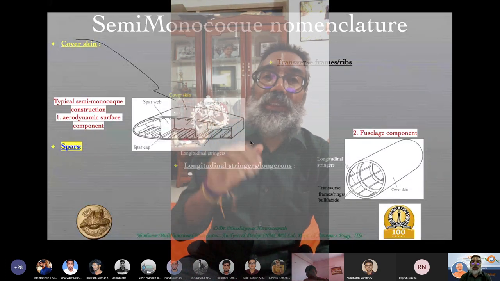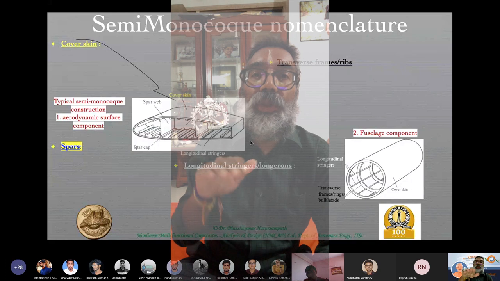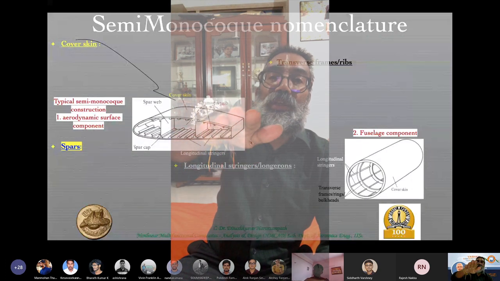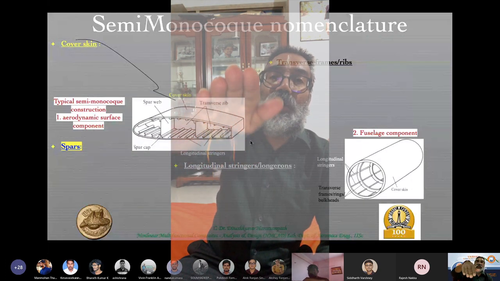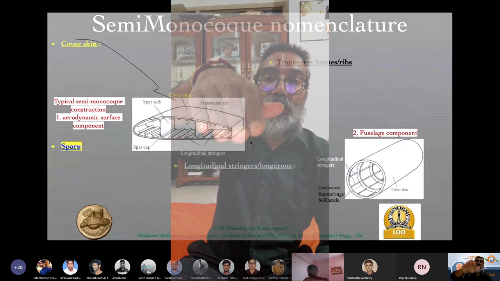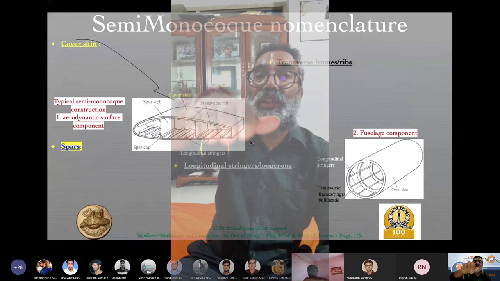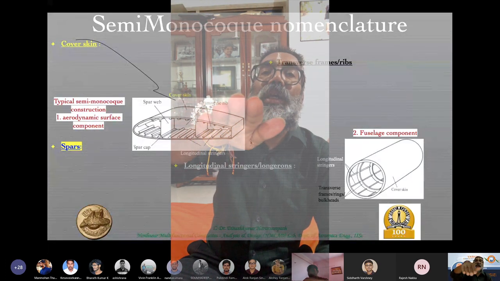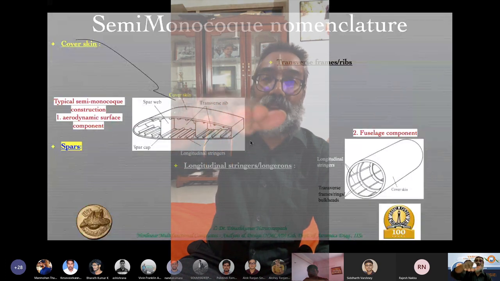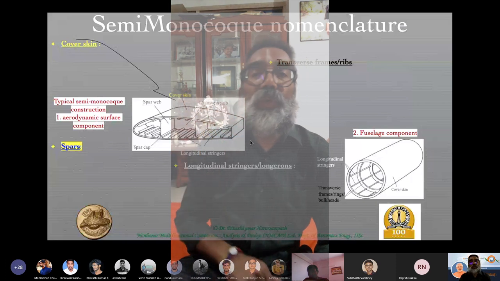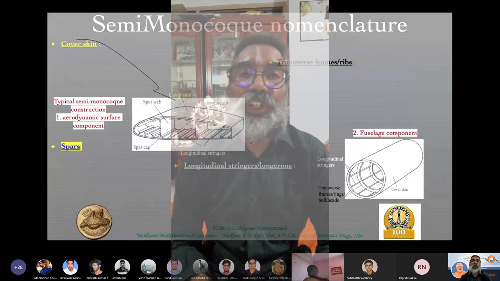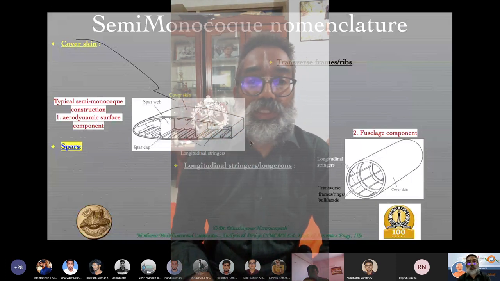Now, this kind of a configuration, similarly, if you look at the elevator, it is basically trying to control the pitch, and therefore the horizontal, what we call the horizontal stabilizer conventionally, is actually a pitching stabilizer, right? So it's a pitching stabilizer, whereas the vertical tail is actually the yawing stabilizer.